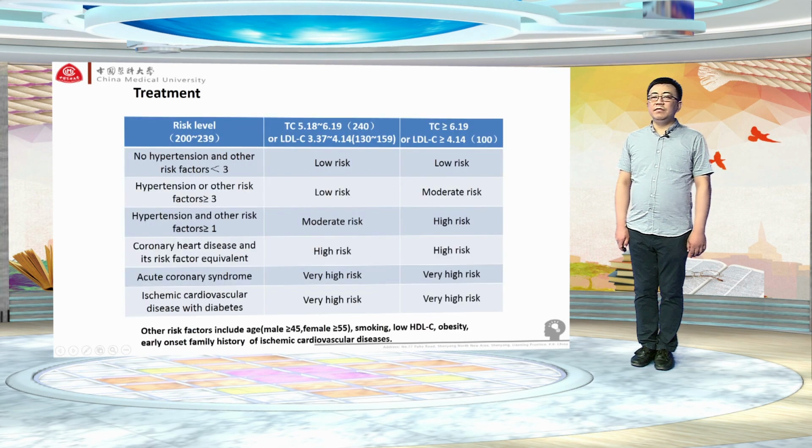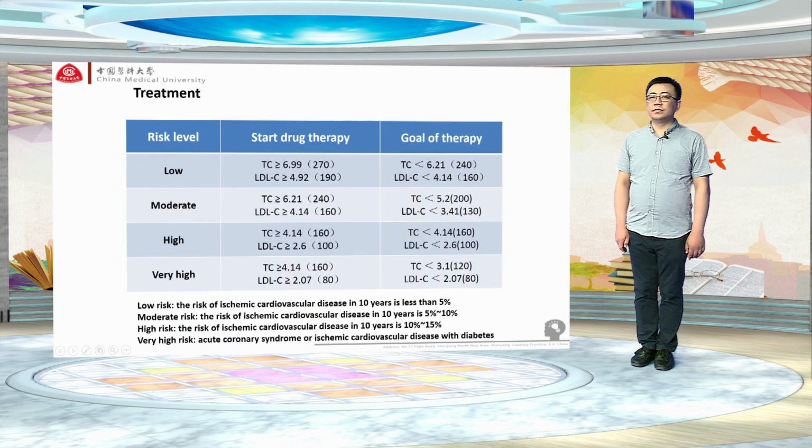For example, if there is no hypertension and other risk factors lower than 3, it is low risk, and this is the moderate risk and high risk. So from this table, you can see the risk level and how to start our drug therapy. You can see for low risk level, if the total cholesterol is over 6.99 or low density lipoprotein cholesterol level is over 4.92, we can start drug therapy, and this is the goal.